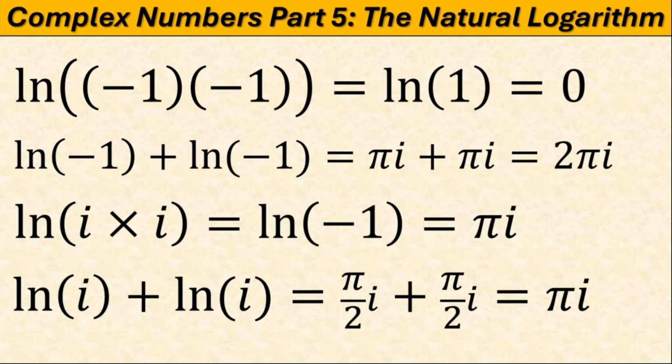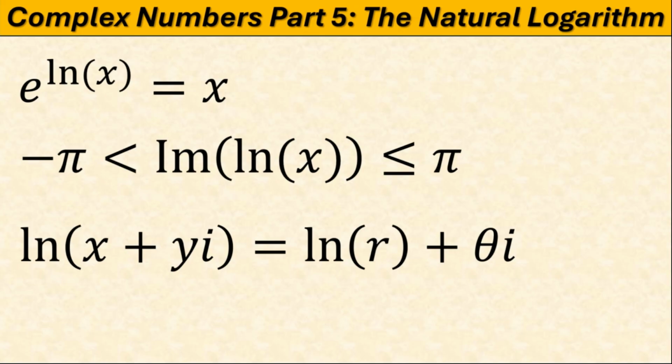If you tried taking the natural logarithm of I multiplied by I, however, you would get that it equals the natural logarithm of -1, which is pi I. If you tried using the rule, you'd get natural log I plus natural log I, which is pi over 2I plus pi over 2I, which produces the exact same result, because the angles do add to get to a number in the desired range. And so, sometimes this rule works and sometimes it doesn't.